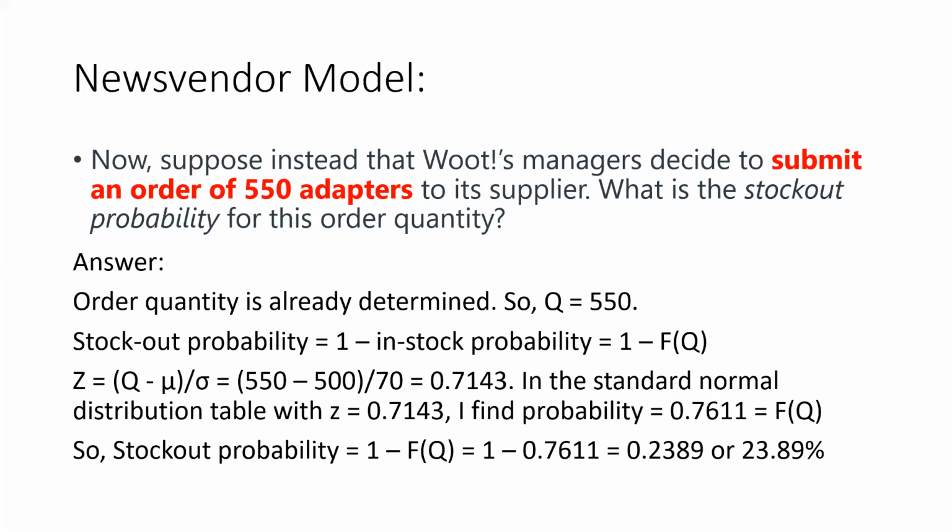I got 0.7143. In the standard normal distribution table with Z equal to 0.7143, I find the probability is equal to 0.7611. That's the in-stock probability. Then the stock-out probability is equal to 1 minus F of Q, which is 1 minus 0.7611. I got 0.2389. That's your stock-out probability.